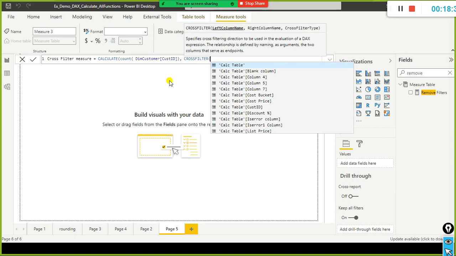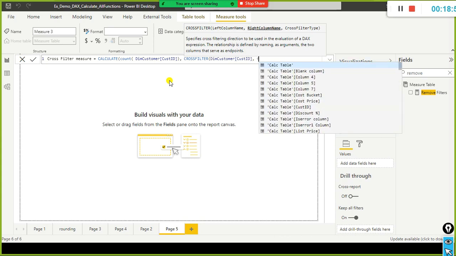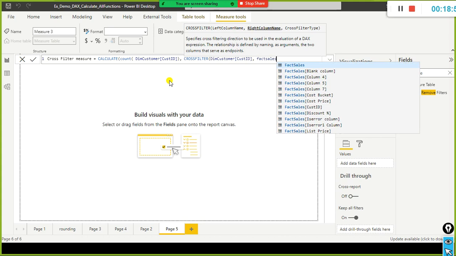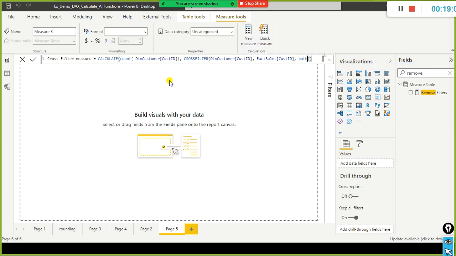So filter type. So there are three arguments that need to be specified. What is the left column name? Let's say dim. So I need to enable the cross filter direction both between the customer table and the sales fact table. Only then I can use the product table to filter the customer table. Comma both. This is very important. And then this one. So ideally you need to specify something like this. Anyway, it got executed.